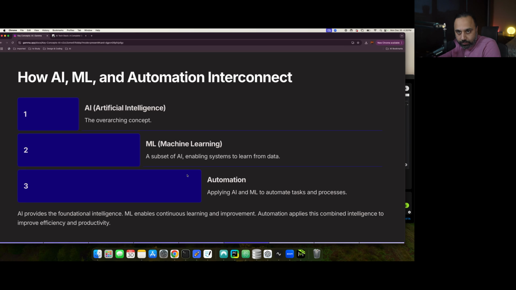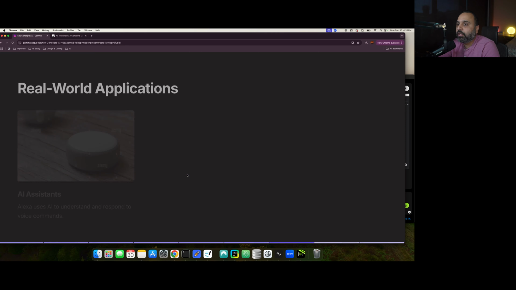How? One big example that all of us use is if I have to write a blog post, I can now go and talk to ChatGPT. ChatGPT automated the writing of the blog post for me. So that's where automation meets AI and machine learning.